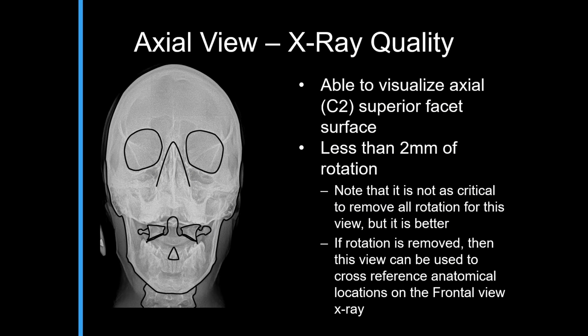As far as if it's done correctly, you should be able to visualize the axial superior facet surface and less than 2 millimeters of rotation. You can leave rotation, but then you lose your cross reference ability. So as best as you can, you want to take out the rotation on this one.